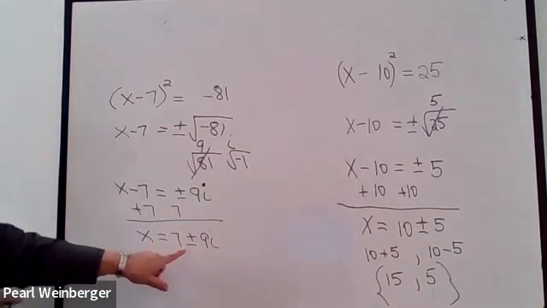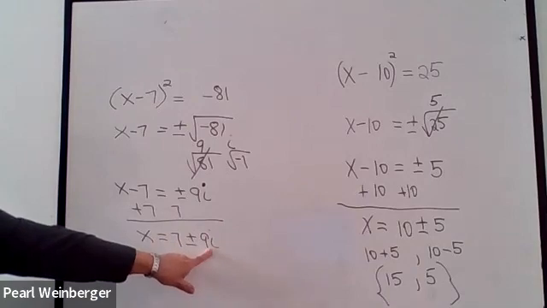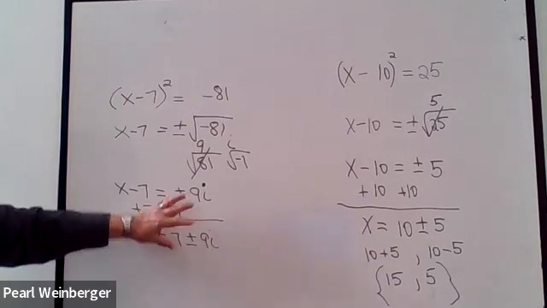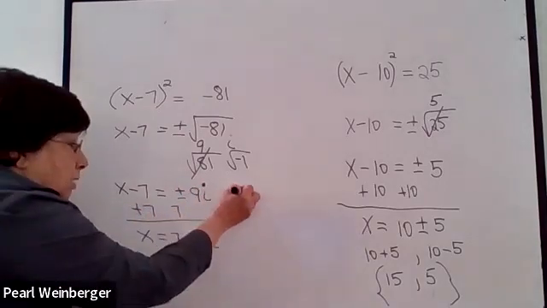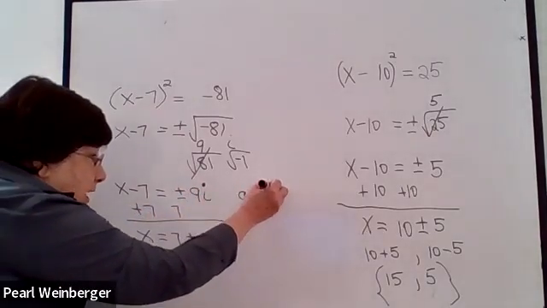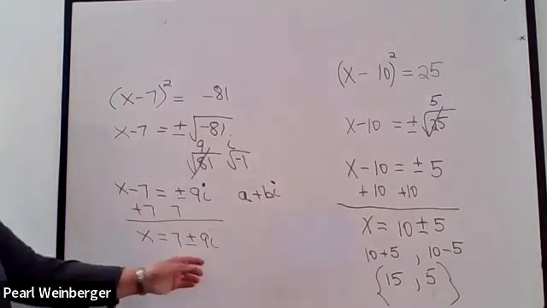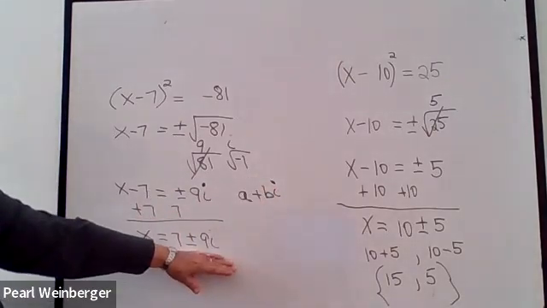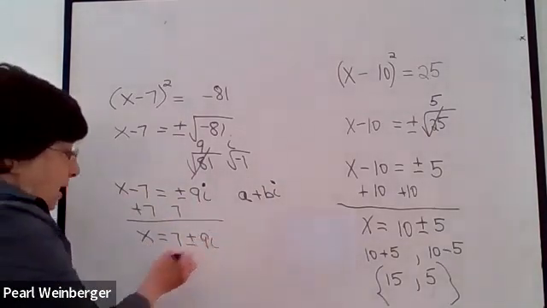You're not going to be able to combine these, because this is a 7, a real number, and this is a 9i, which is an imaginary. Actually, that's why we do it this way, because it right away gives us an answer in a plus bi form. The real number comes out in front, and the i part comes in as the second part. And that is your answer.